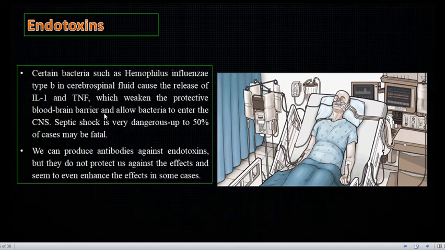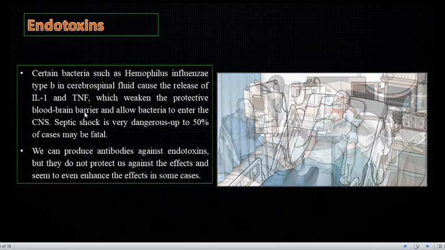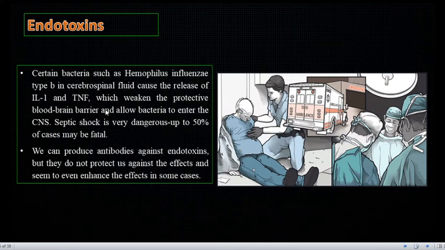Now, what happens with your Haemophilus influenzae is it makes interleukin-1 and TNF present. And kapag nagsama yung dalawa na yan, it will weaken your blood-brain barrier. And if hindi na nafi-filter ng mabuti yung blood-brain barrier, yung blood na pumapasok sa brain, the many bacteria will enter your central nervous system. Okay? So, hindi na na-filter yung mga toxins na nanggaling sa blood that is entering your brain.